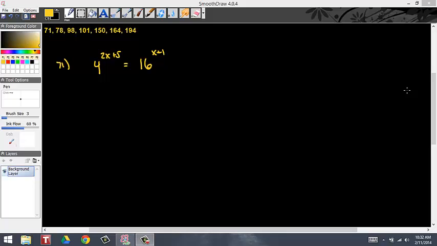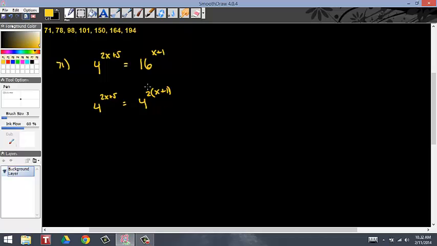All right, with number 71, what you have to do is get the bases to be the same. 4 and 16 share a common base, which is 4, so I can say 4 to the 2x plus 5 is equal to, 16 is really 4 squared, so 4 squared to the x plus 1.